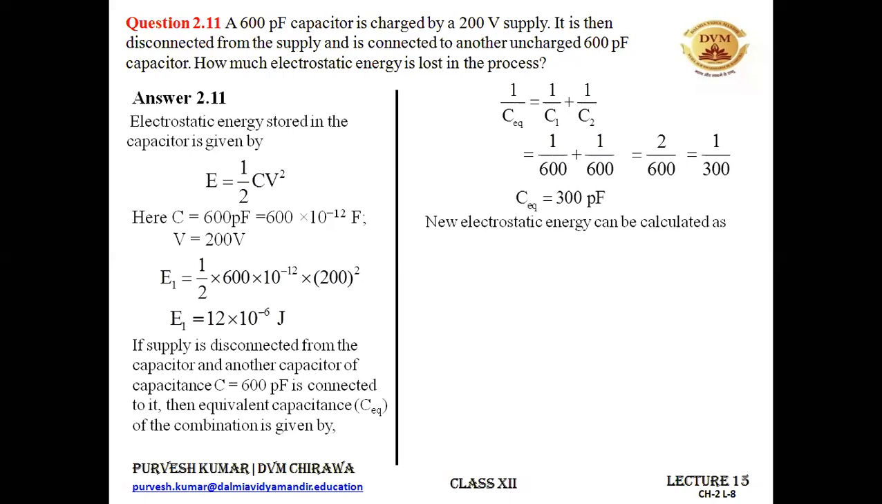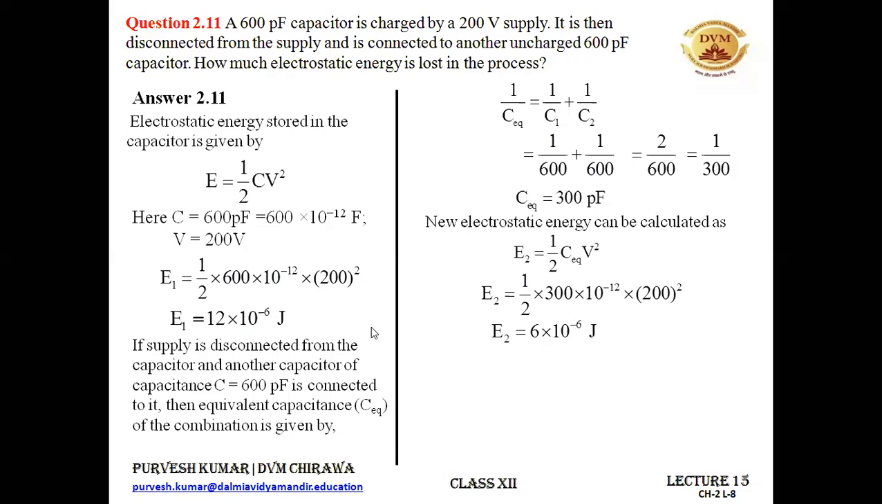Now the new electrostatic energy we need to calculate for this combination. The new electrostatic energy will be half C equivalent into V square. All right. V was same, that is 200 volt, because they have the same value, so they will have the same potential difference across them. So when you solve it out, it comes out to be 6 into 10 to the power minus 6 joule.